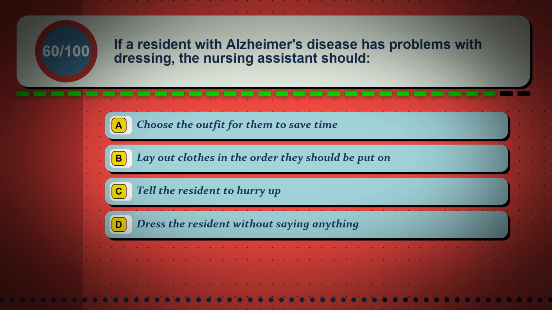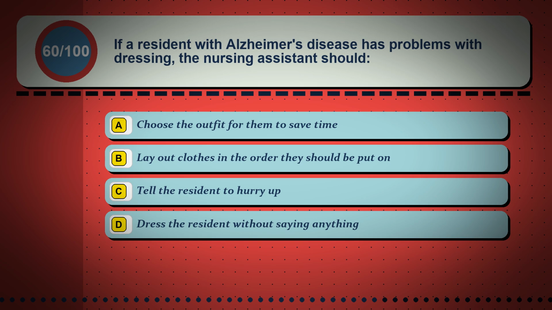Question 60. If a resident with Alzheimer's disease has problems with dressing, the nursing assistant should: Option A, choose the outfit for them to save time. Option B, lay out clothes in the order they should be put on. Option C, tell the resident to hurry up. Option D, address the resident without saying anything.